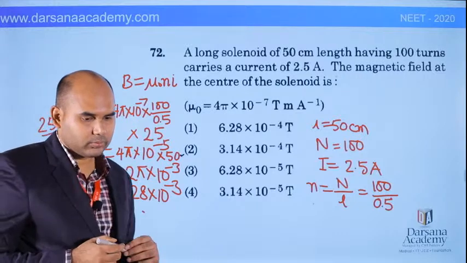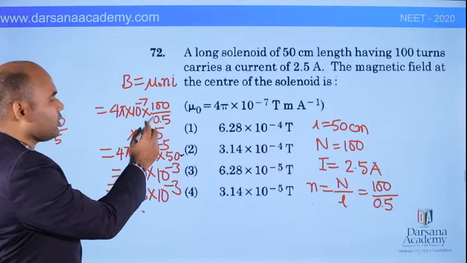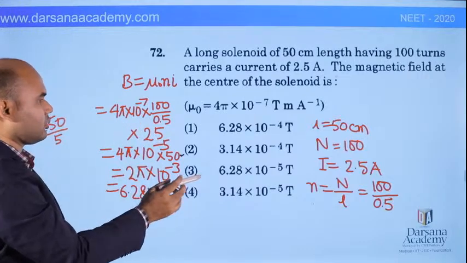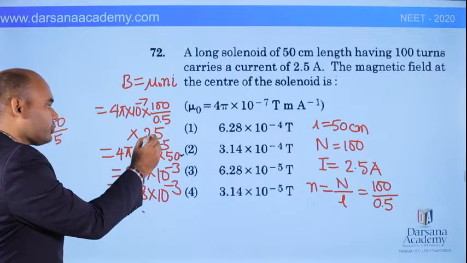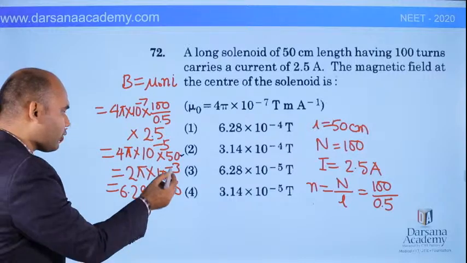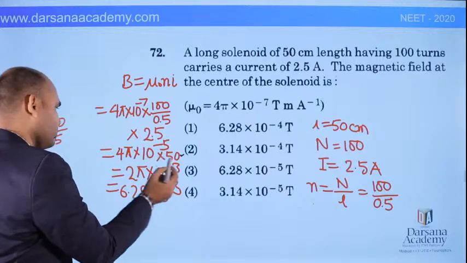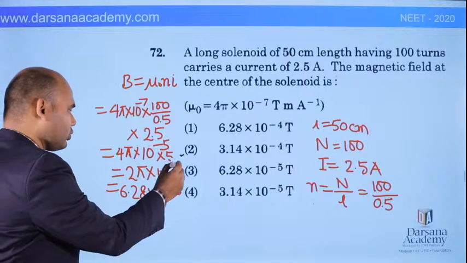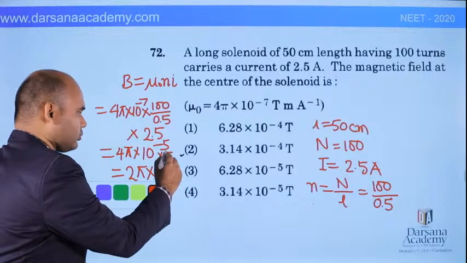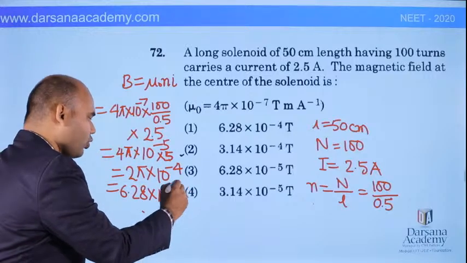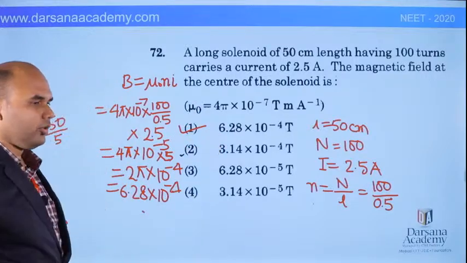Okay, just a minute. Okay, this is 2.5, we have here 2.5. So it will be 10 to the power minus 4. So this is only 5, so this will be 4. This is 5, this is 4. So the first option is correct. Okay.